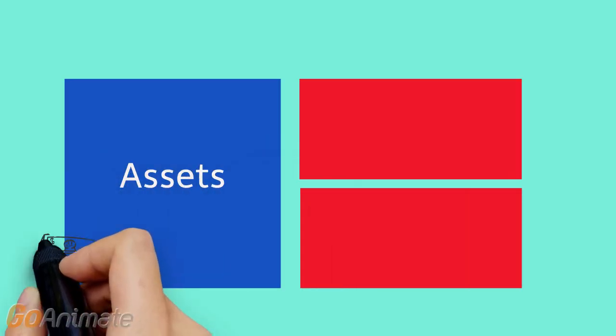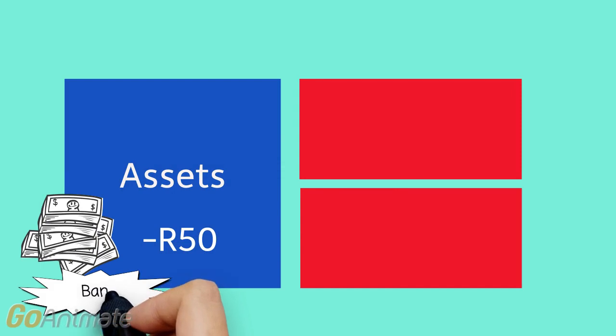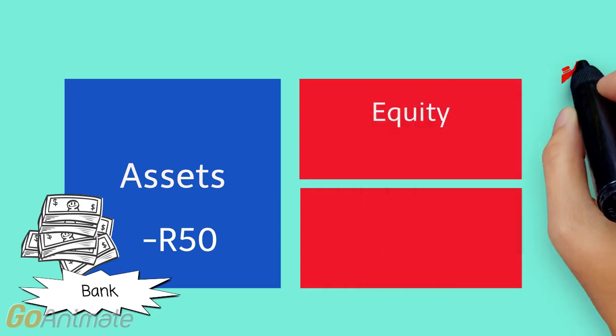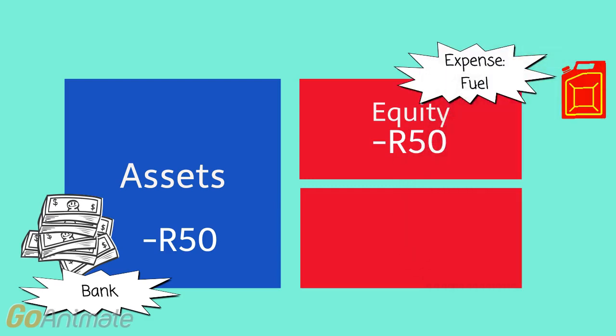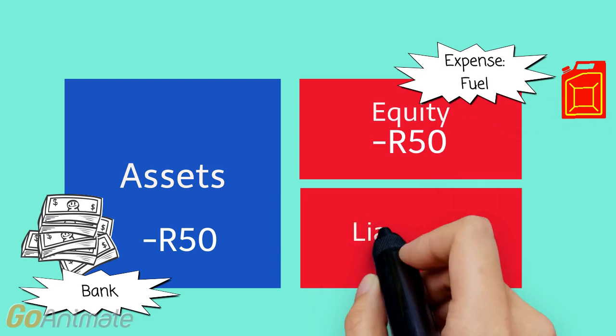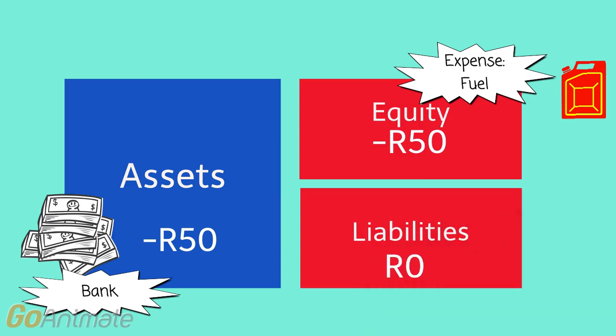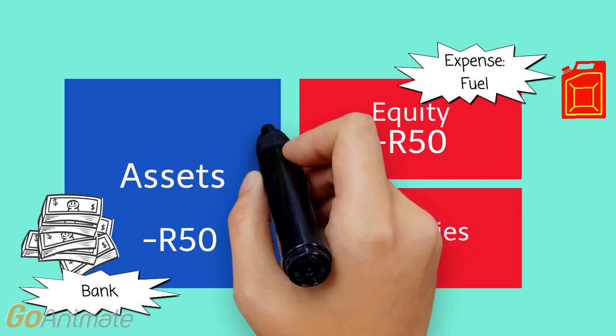So Nandi has spent 50 Rand buying petrol, and this means that her bank account balance has reduced by 50 Rand. She spent the 50 Rand on petrol for her lawnmower. This is an expense of her business. She had to spend this money to be able to mow the friend's lawn. Expenses reduce equity of the business, so we give expenses a sad face. In this case, there is no effect on liabilities.